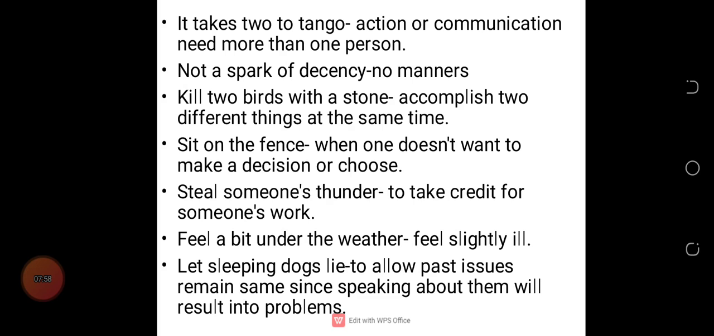Then let sleeping dogs lie. Let sleeping dogs lie is to allow past issues to remain the same, since speaking about them will result in problems. Yes, so you should let sleeping dogs lie so that you don't end up bringing up issues in the past that will cause more damage than they have already caused.